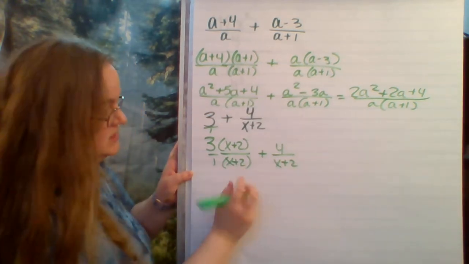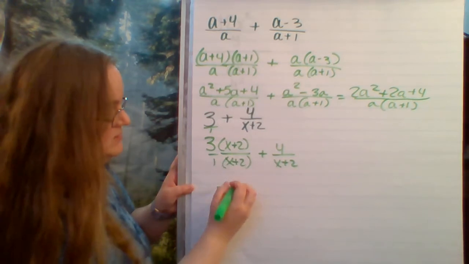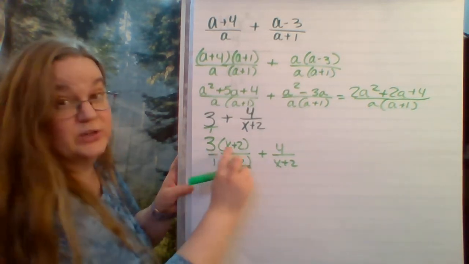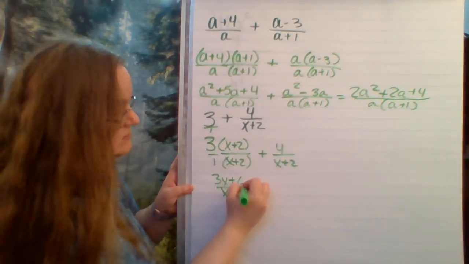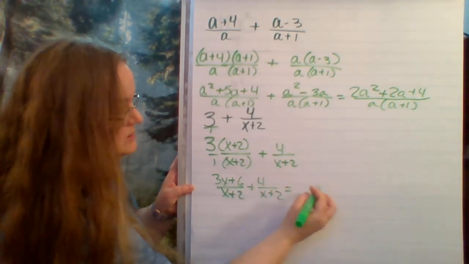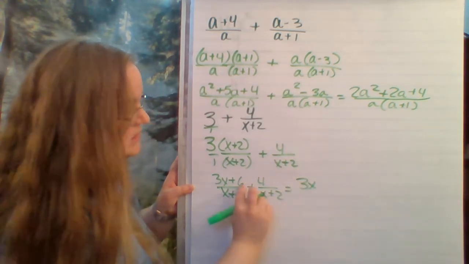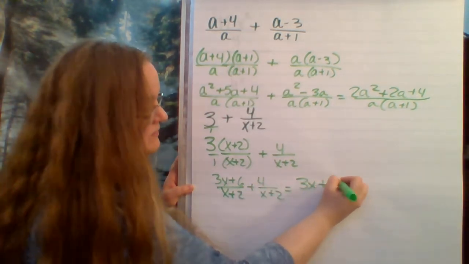So this is obviously going to come out to x plus 2. 3 times x is 3x. 3 times 2 is 6. So that's going to be 3x. I can't combine that with anything. And then 6 and 4 become 10.